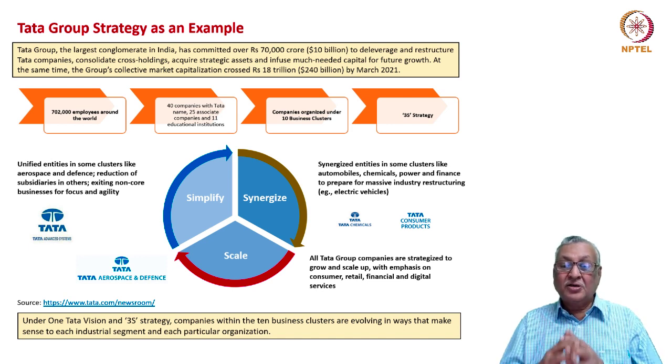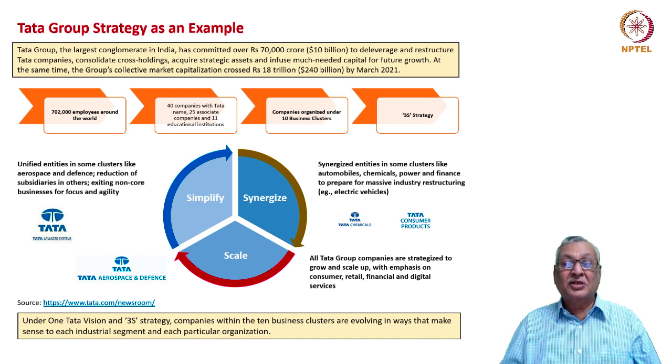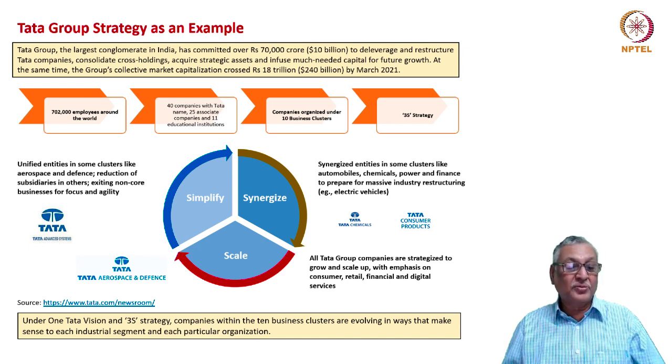And scale. All Tata Group companies are strategized to grow and scale up with emphasis on consumer, retail, financial and digital services. A company such as Tata Telecommunications, which was nothing but VSNL at one point of time, has grown substantially with new technologies to straddle the hardware and the software of telecommunication infrastructure. More information can be got from the Tata Group newsroom.